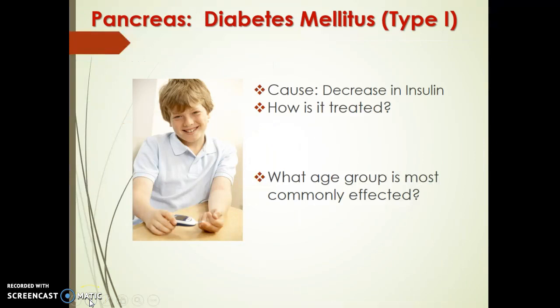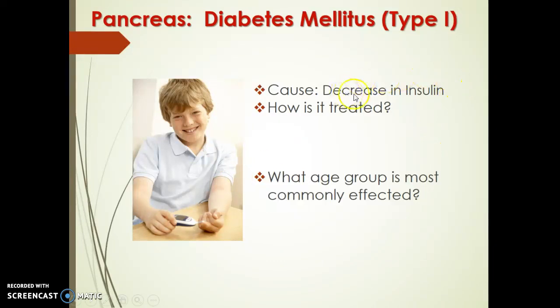All right, next we're going to move on to understanding diabetes a little bit further. There are two types of diabetes: diabetes type 1 and diabetes type 2. So let's first focus on diabetes type 1. Diabetes type 1 is the one that is most common in your juvenile or pediatric population. It's usually the one that we call juvenile diabetes.